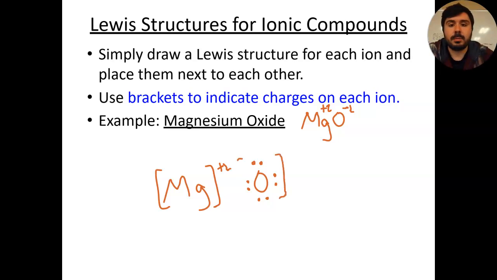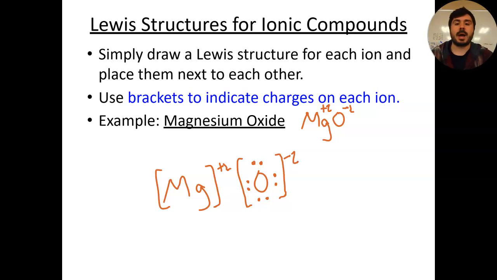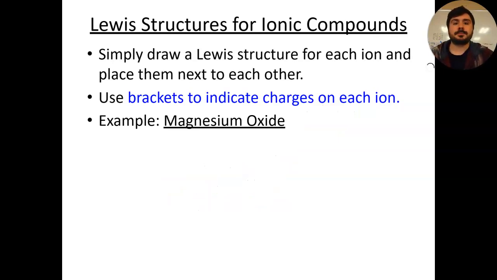Bracket on the right, bracket on the left, and now we are simply adding a -2 charge here. Mg +2, and then O -2. That whole thing right here is a magnesium oxide compound. It's the Lewis structure for the magnesium oxide compound.